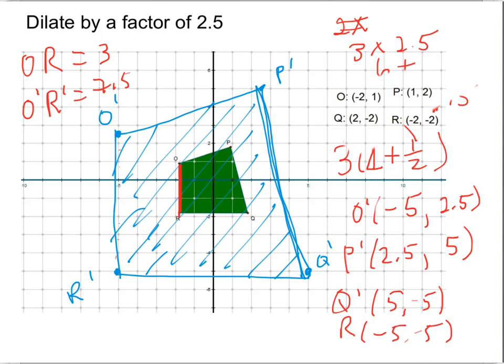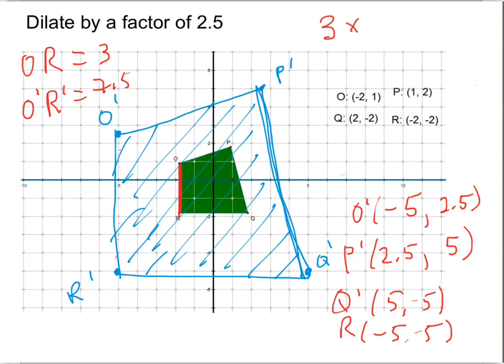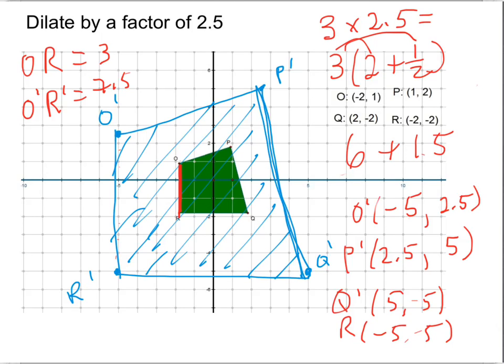I made a lot of mistakes on that one. Let me just try that one more time. 3 times 2.5 is the same as 3 times 2 plus 1/2. 3 times 2 is 6, plus 3 times half is 1.5. So 6 and 1.5 is 7.5. So that makes sense. Okay, just a quick check. This is 7.5 long, this is 3 long, and 3 times 2.5 is 7.5. So the dilation factor is 2.5.